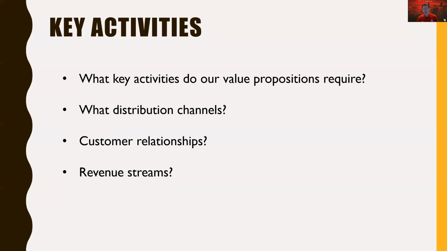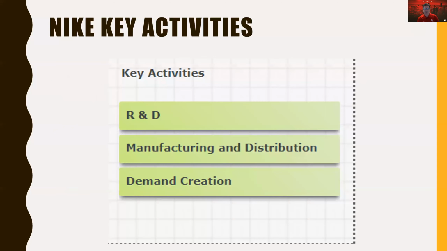And you take it right back through the same questions all the time. What does our value prop require? What distribution channels? What are the relationships? What are the revenue streams? Let's look at Nike, its key activities: research and development. We talked about it, manufacturing and distribution. And really it's their manufacturing relationships, not their actual manufacturing. And demand creation, a key activity for them, they said up front, is that they just want to create demand.